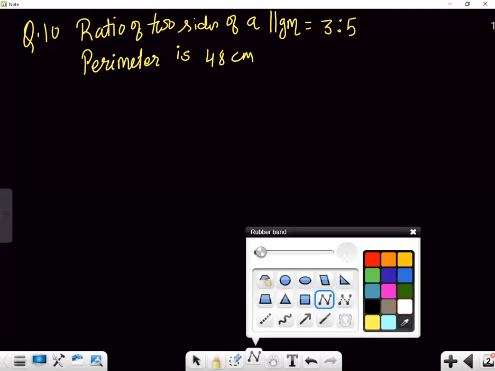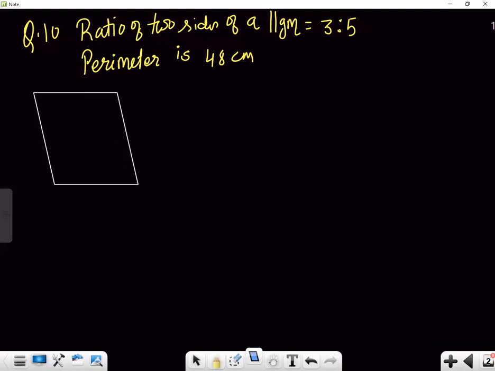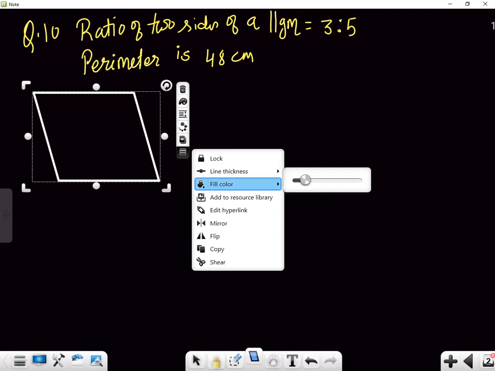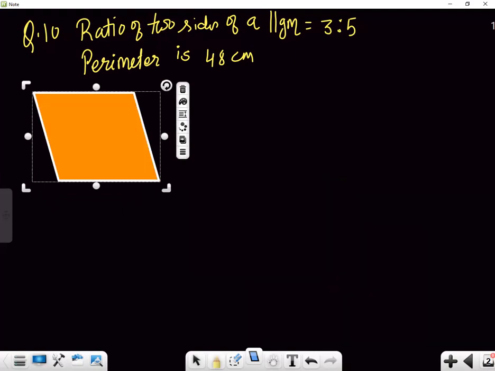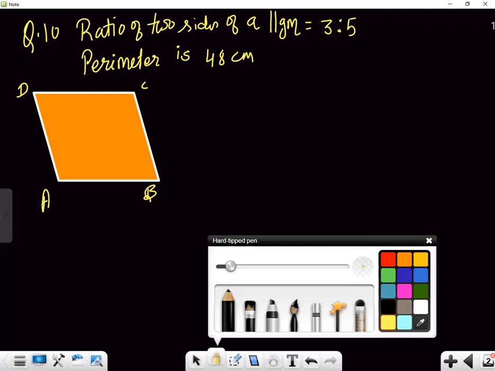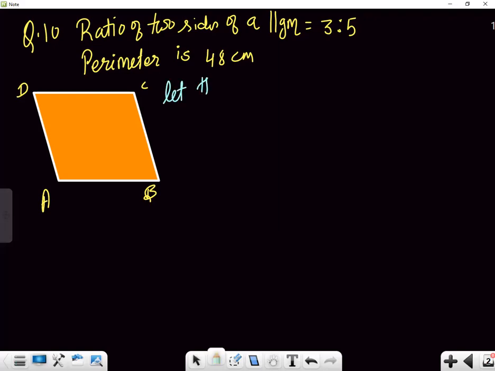So first of all, just draw a parallelogram here. This is a parallelogram. In this parallelogram, just write the names A, B, C, and D. Now, let the common ratio be x. So therefore AB will be 3x.